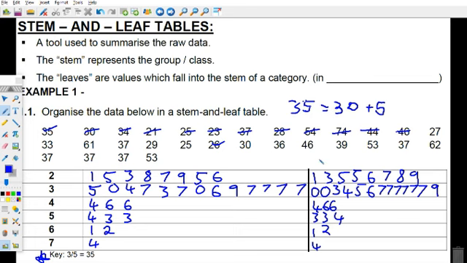Okay. So here, what we've done, and taken the dot. So if you have a look here, the stem represents the group or class. So in this case, tens. Okay. I've put it in tens. And the leaves are values which fall into the stem or category. So here I've made it units. Okay, so we put tens and units.